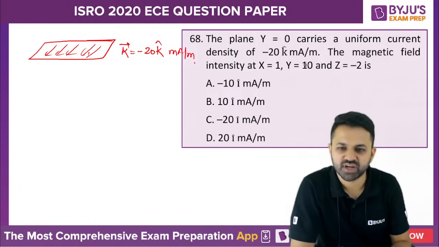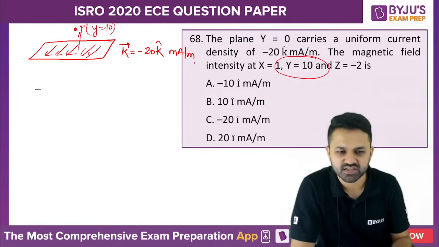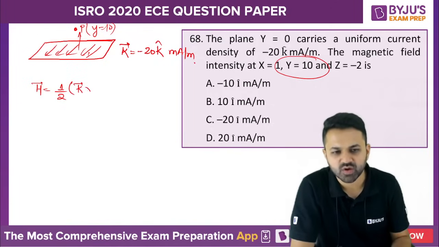So we want to calculate at y is equal to 10. So from y equal to 0 to y equal to 10, we want to calculate the point where y is 10. So we are moving in the upward direction. So the magnetic field intensity is 1 by 2 into K cross AN. So 1 by 2 into K. K is minus 20 K cap, and normal direction is y, and that is in the positive direction.